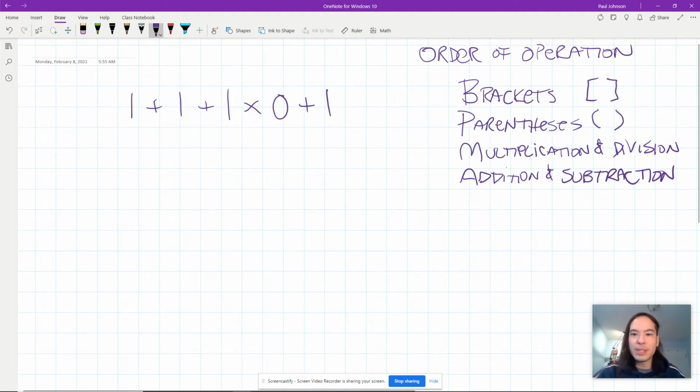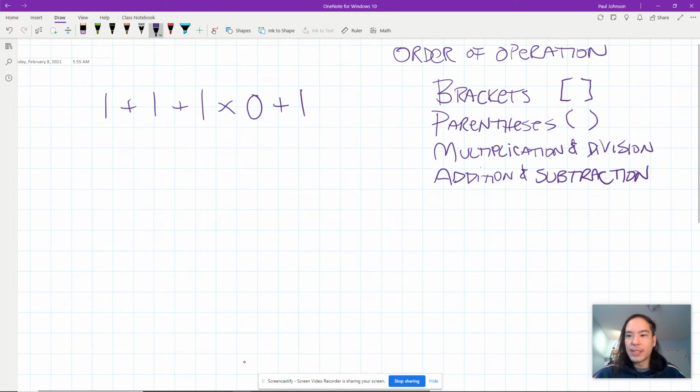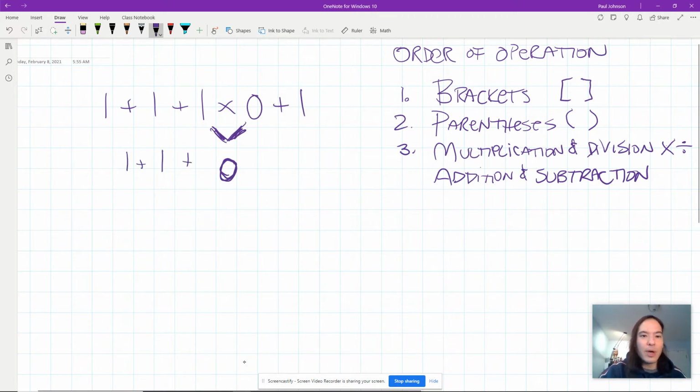Do you see parentheses? I don't. All right, next step, do you see multiplication or division? Ooh, I do. So that means that this is step one, this is step two, this is step three. So multiplication, division, I'm going to do that part first. All right, 1 times 0 is 0. Now, anything that I did not work on, I'm just going to copy straight down.